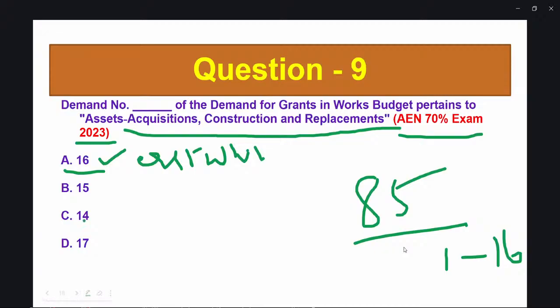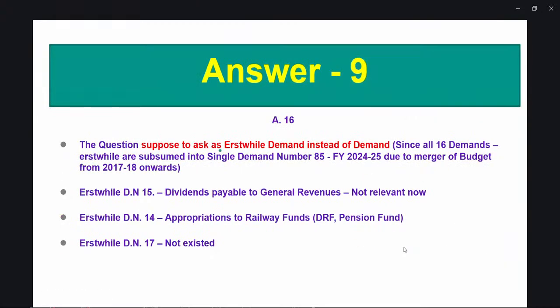So what is 15? It is the dividends payment to general revenues. This is appropriation to funds, DRF, pension fund, and other funds. There is no number 17. So the answer is 16. Actually, it asked for the erstwhile demand. All 16 demands are subsumed, and this is demand number 85. For 26 and 27 also, it is the same demand.